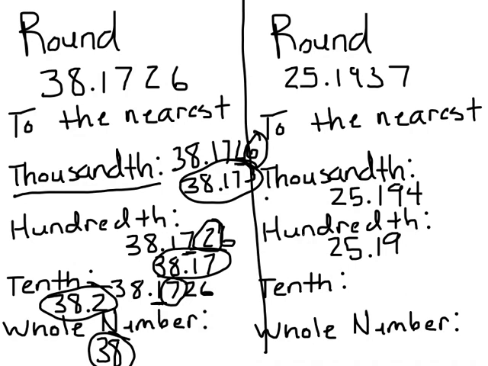Now round to the nearest tenth. When I round to the nearest tenth, I get 25 and 2/10. Now round to the nearest whole number. When I round to the nearest whole number, I get 25.